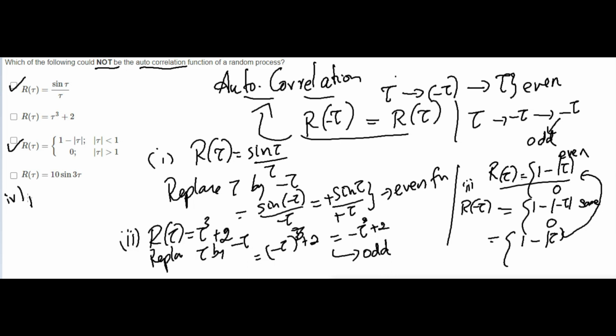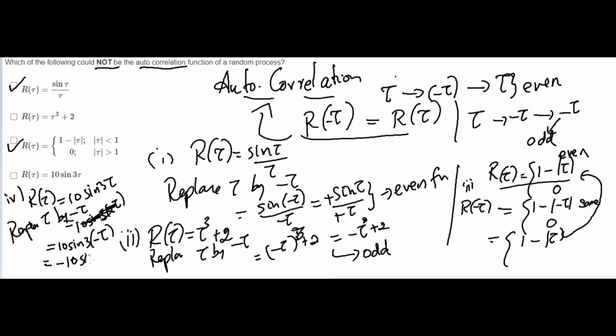Now we consider the fourth option. R of tau is equal to 10 sine 3 tau. Now replace tau by minus tau. Automatically you get 10 sine 3 of minus tau. Once again I read it clearly: 10 sine 3 of minus tau. What is sine of minus anything? It will be minus. So minus 10 sine 3 tau. So it is not equal. This function is an odd function, and it cannot come under autocorrelation.